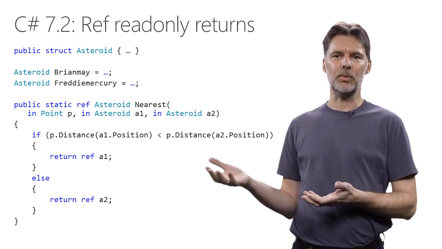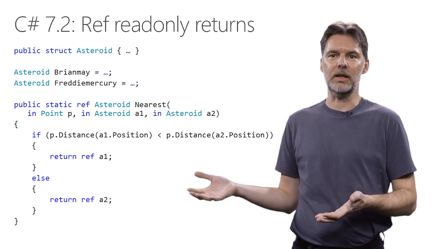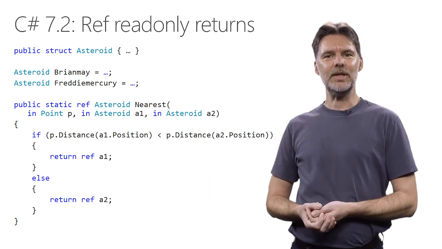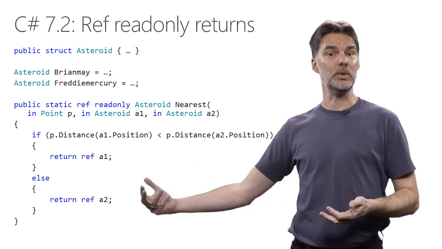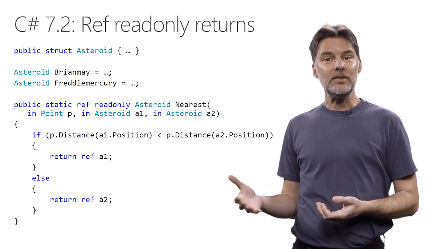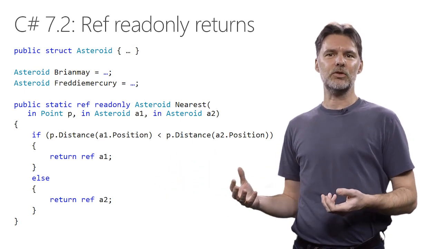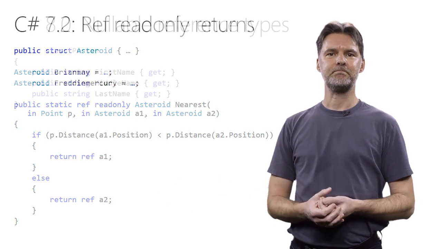Then we cannot just return a ref, because then the caller may modify it, and we just promised we wouldn't. Instead, we like to return the ref read-only. That way, you protect the immutability of the in parameter even as you return it back to the caller.